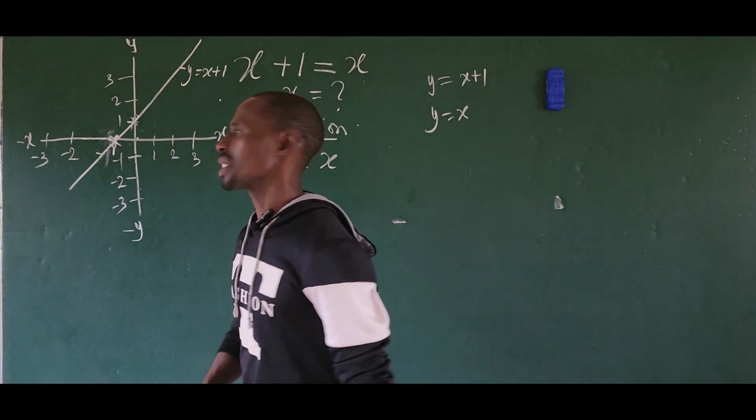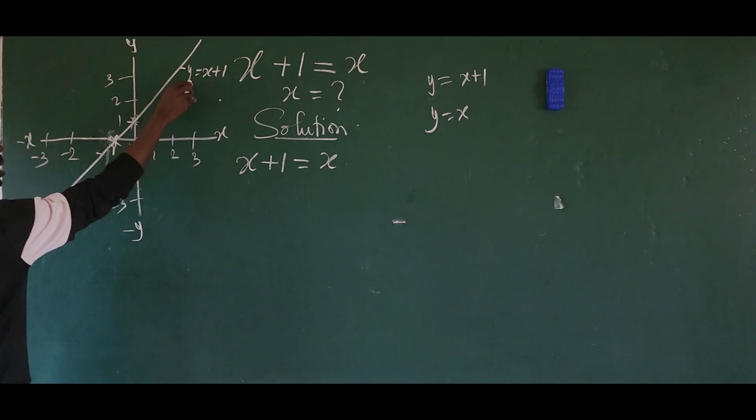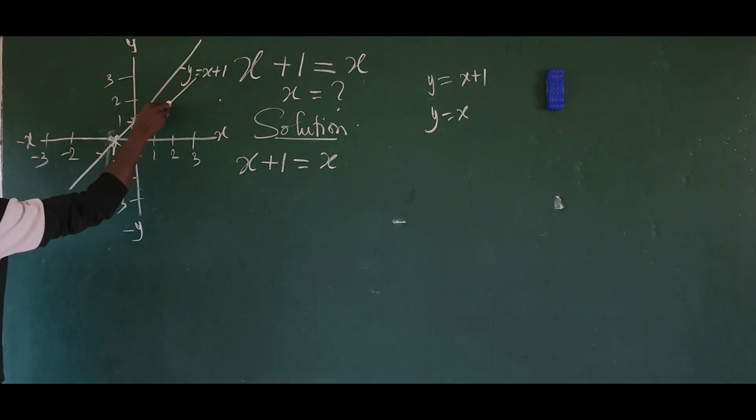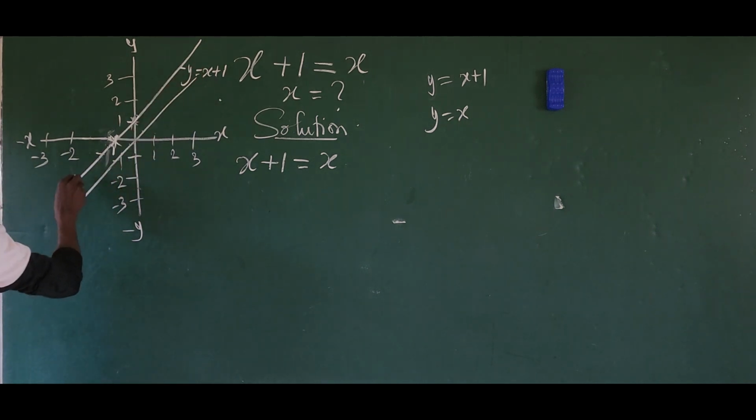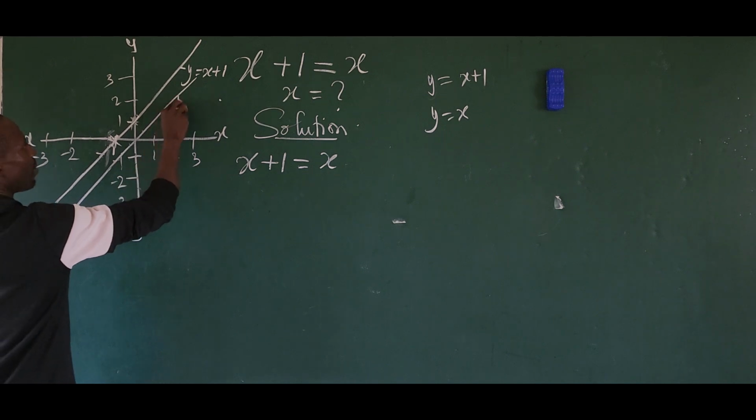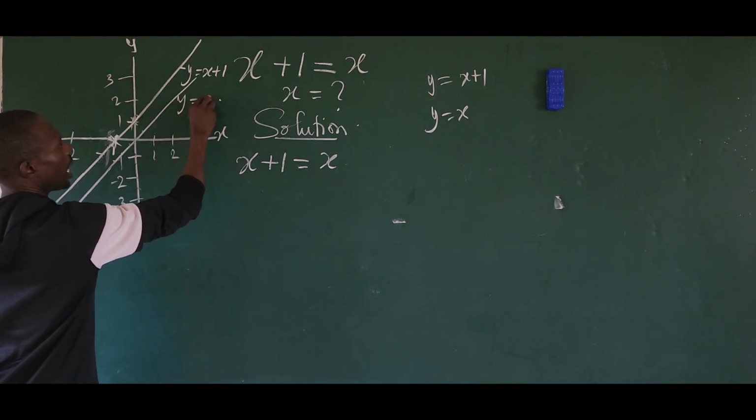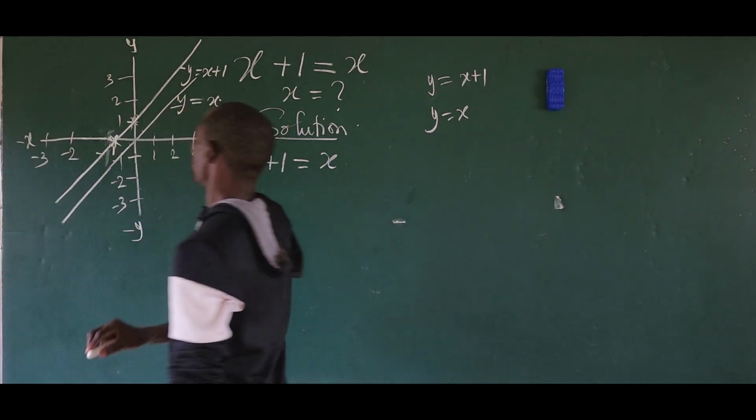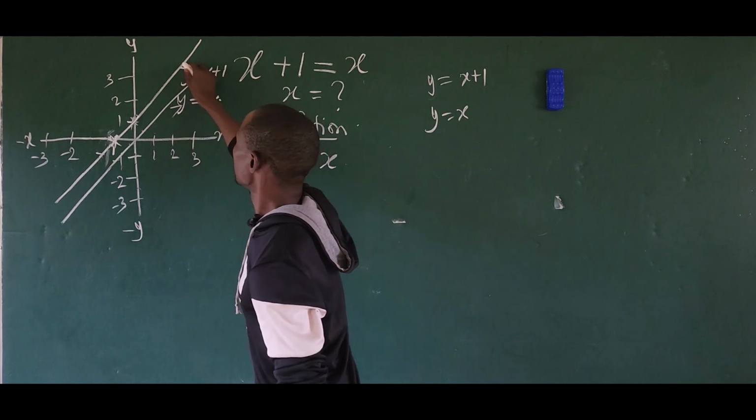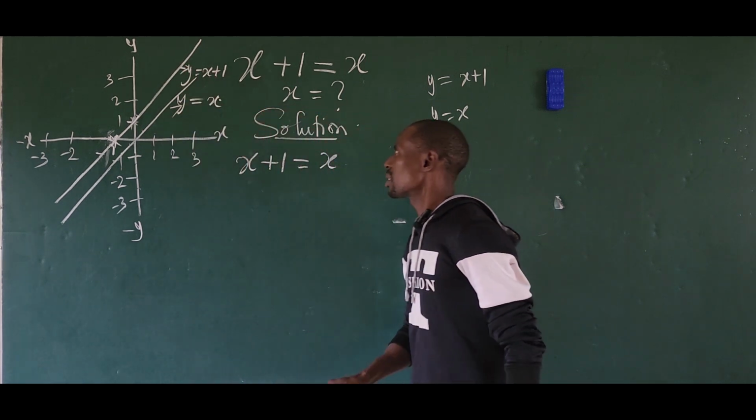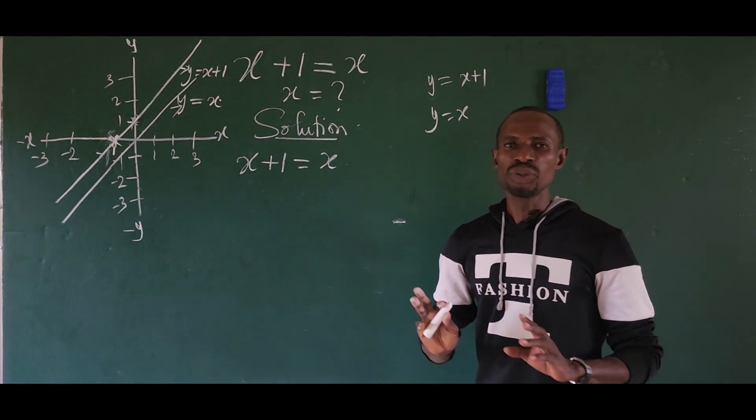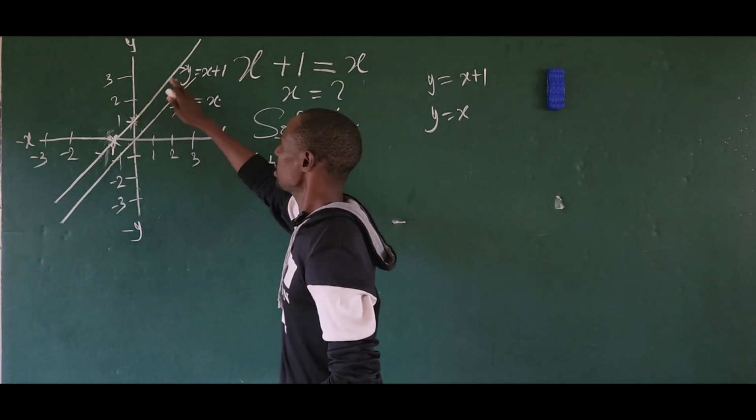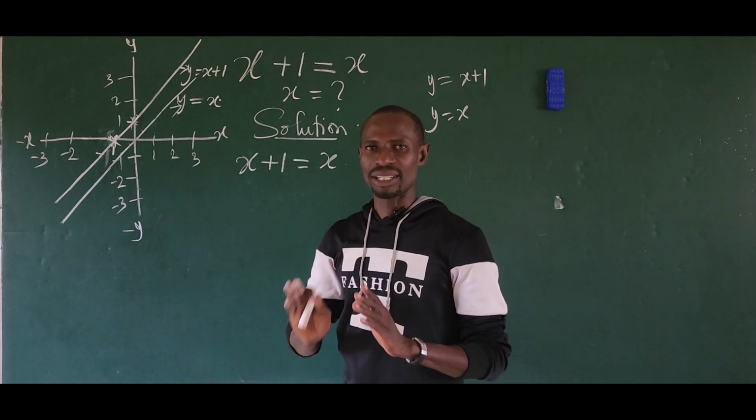Both of them are going to start from the origin, so this one is going to pass through the origin like this, okay? So we have our y equal to x. This is the graph of y equal to x, while this is the graph of y equal to x plus 1. You discover that if we trace this to infinity, they cannot meet.